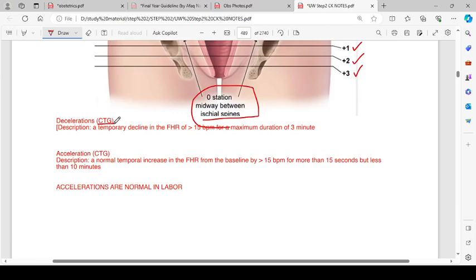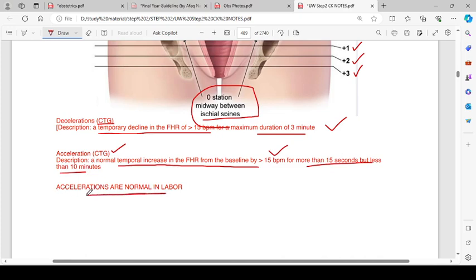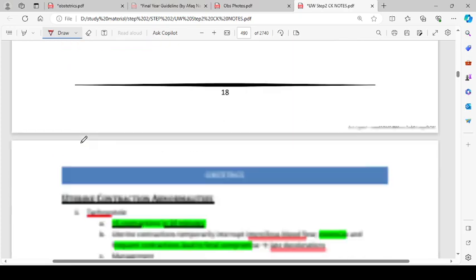Deceleration on cardiotocography is described as a temporary decline in the fetal heart rate of more than 15 beats per minute for a maximum duration of 3 minutes. Acceleration in CTG is described as a temporary increase in fetal heart rate from baseline by more than 15 beats per minute for more than 15 seconds but less than 10 minutes. Accelerations are normal in labor, but decelerations are not normal.